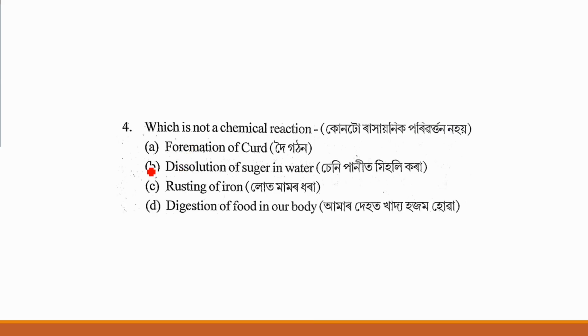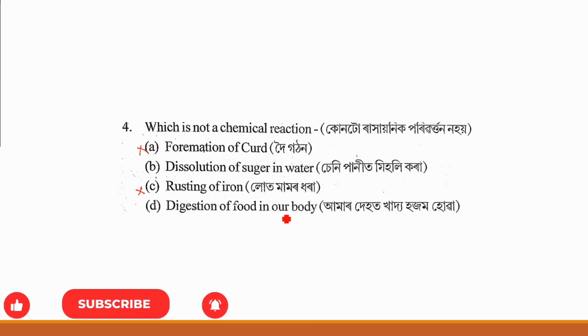Okay. And dissolution of sugar, which of the following is not a chemical reaction? This is not the option. Next is rusting of iron. Rusting of iron is also a chemical reaction. This will not be the option. Digestion of food in our body is also a type of chemical reaction. It occurs inside our body. So this will not be your correct option.